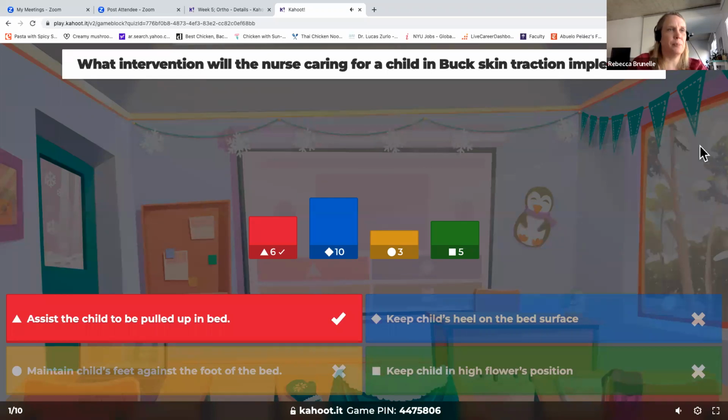So this one I think is a little bit tricky. They might slide down a little bit, so you might have to pull them up in bed. You don't want the foot against the foot of the bed. Your heel's always going to be up. It's never going to be on the bed surface, even if the heel is up a little bit. And then you don't want them in high Fowler's because then they would slide down too much.